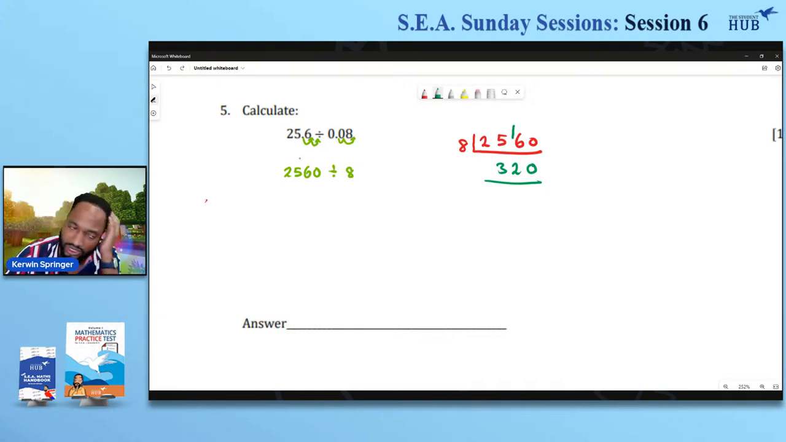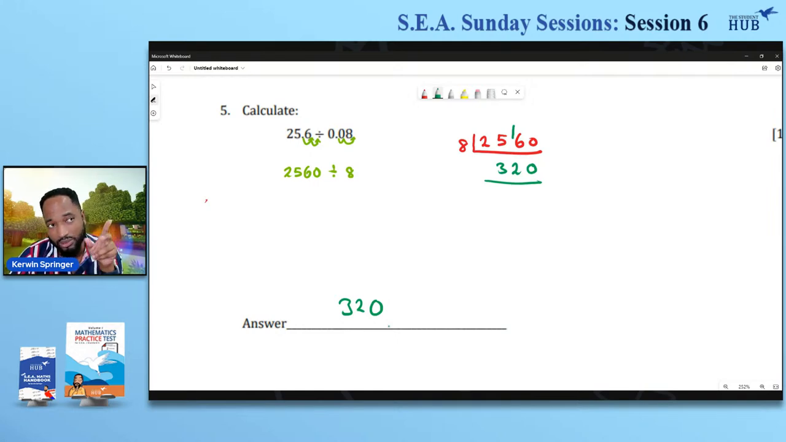I've seen some people saying 3.2. 3.2 is not the answer. The answer is 320. Actually, when you divide, you just take that answer straight there. You don't need to carry back the points anymore.